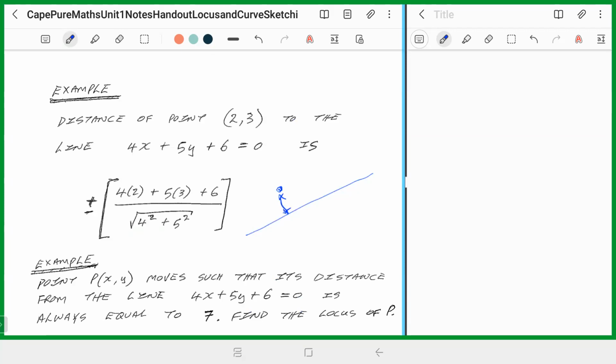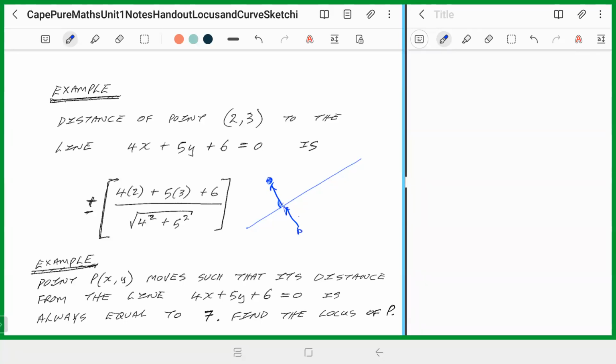That is why we have plus or minus. I don't know which side of the line is plus or which side of the line is minus. And if you're talking about a locus, let's say they give you a line. I want the locus of the point that is 2 units from the line. They mean that on this side the point could be 2 units, and on this side could still be 2 units.